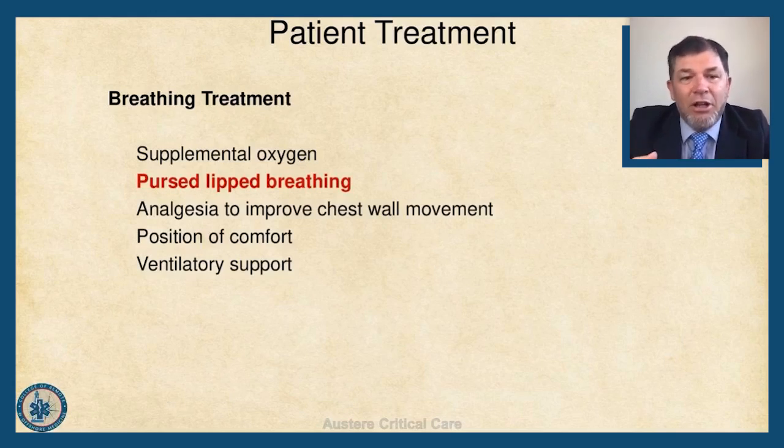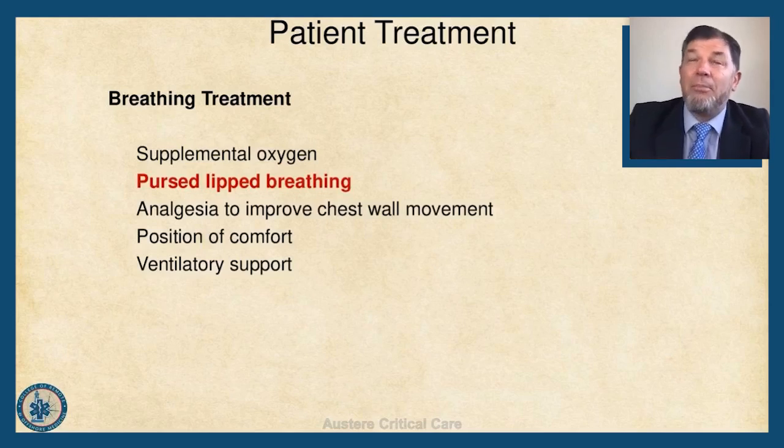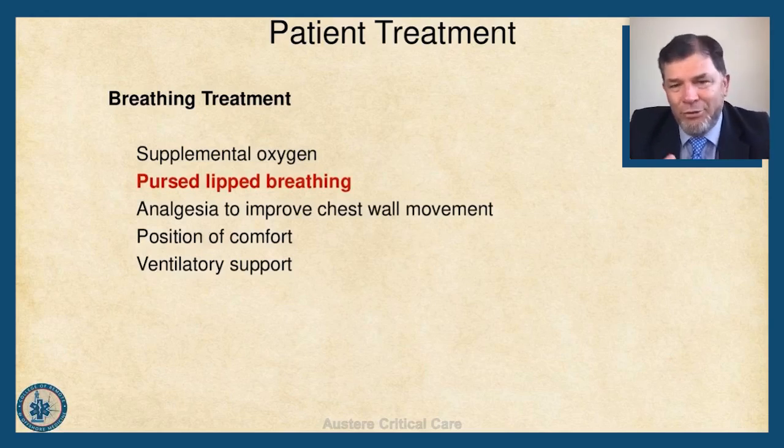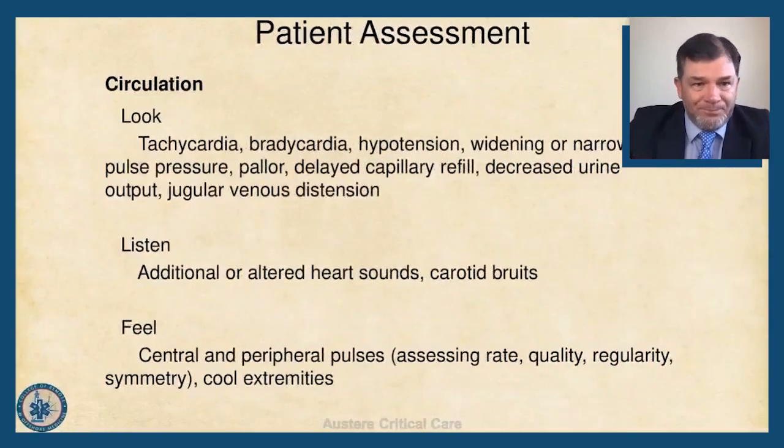We might need to give analgesia if he has any chest wall injuries, because the pain is causing him to be tachypneic. If we relieve the pain, he'll start breathing normally, and they're going to be in a position of comfort regardless of what you're trying to do. Trying to get an asthmatic person out of the tripod position, you're never going to have that happen. He's going to stay there. And you provide ventilatory support.